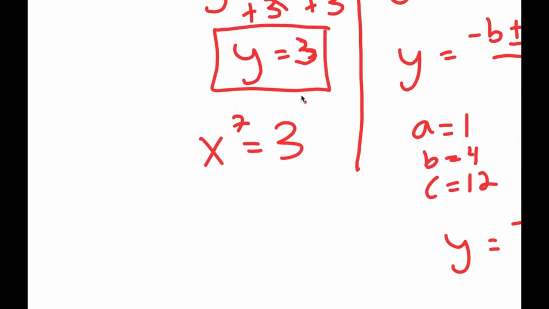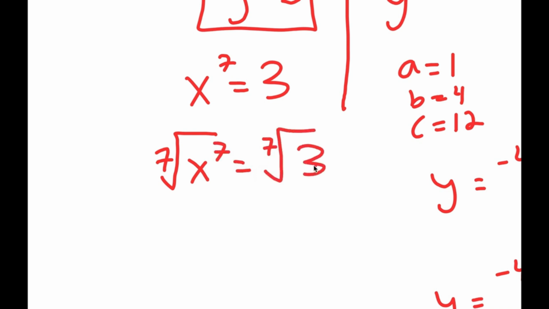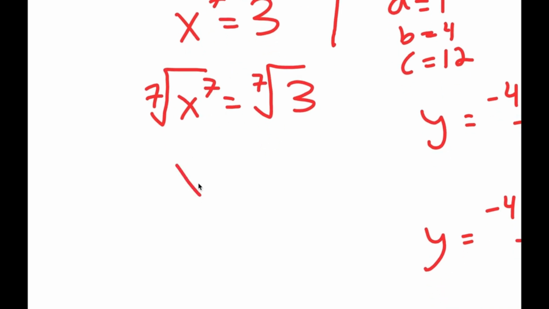And the only value of y that we can use is 3, because this is a whole number, not an imaginary number solution. So if x to the power of 7 is equal to 3, to solve this, I'm going to take the 7th root on both sides. So I get the 7th root of x to the power of 7 is equal to the 7th root of 3. The 7th root of x to the power of 7 is x, so I get x is equal to the 7th root of 3.